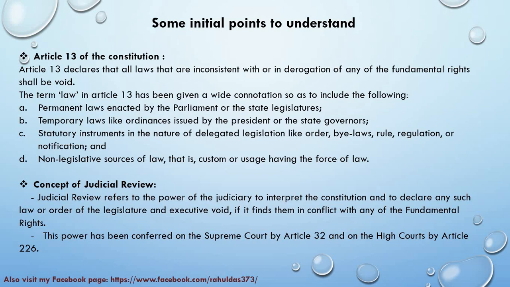So no law, no executive order, or no legislation can be in conflict with fundamental rights. If they are in conflict with fundamental rights, then they can be declared void by the Supreme Court, according to this concept of judicial review. Then the second thing is that this power has been conferred on the Supreme Court by Article 32 and on the High Courts by Article 226. So the Supreme Court has the power of judicial review, and this power has been given by Article 32, and High Courts also have the power of judicial review, and this power has been given to High Courts by Article 226. So this was the concept of judicial review.